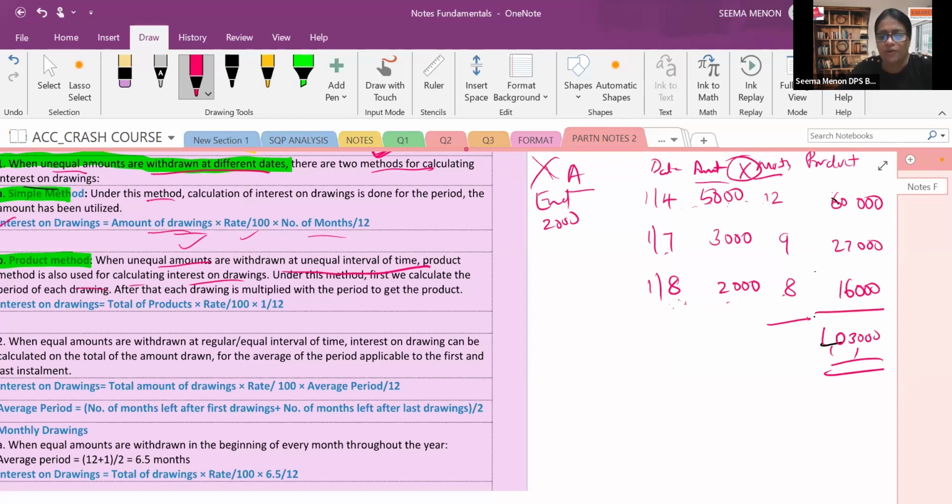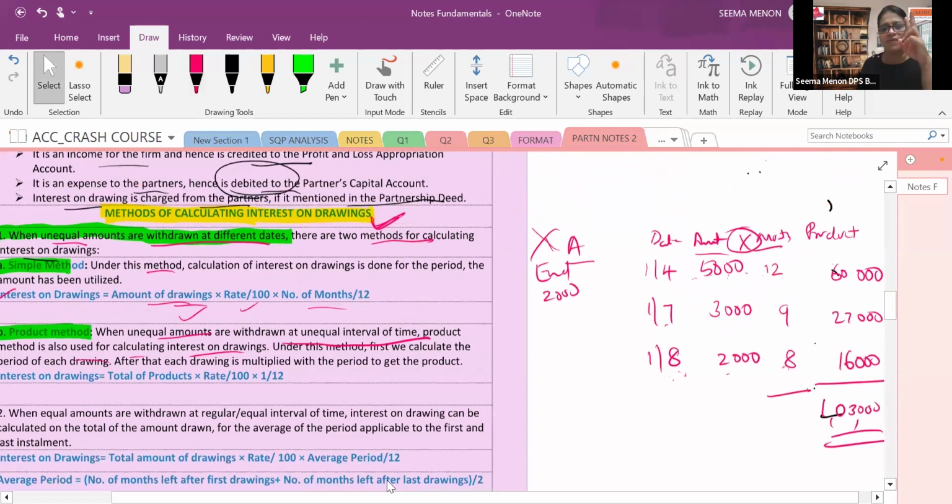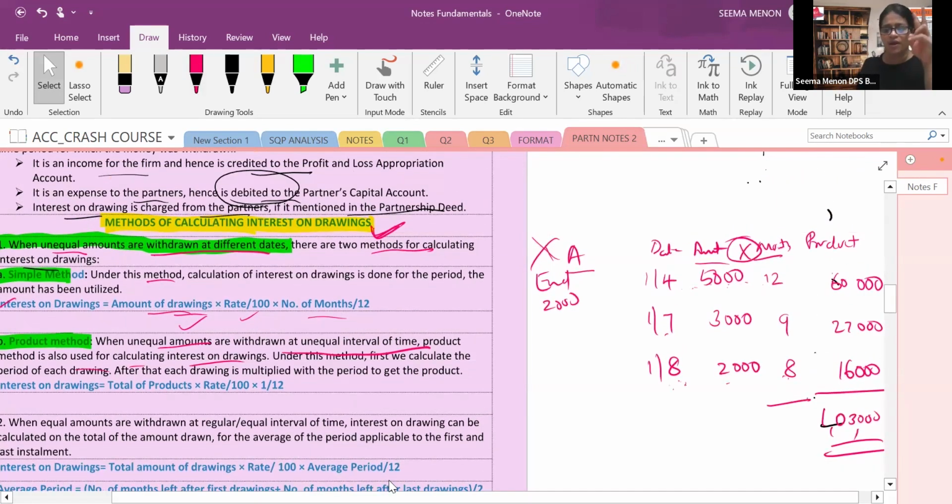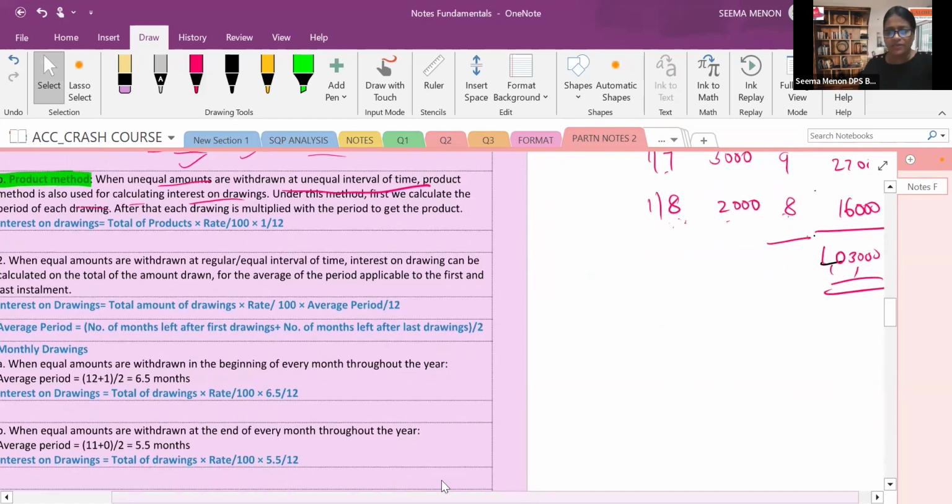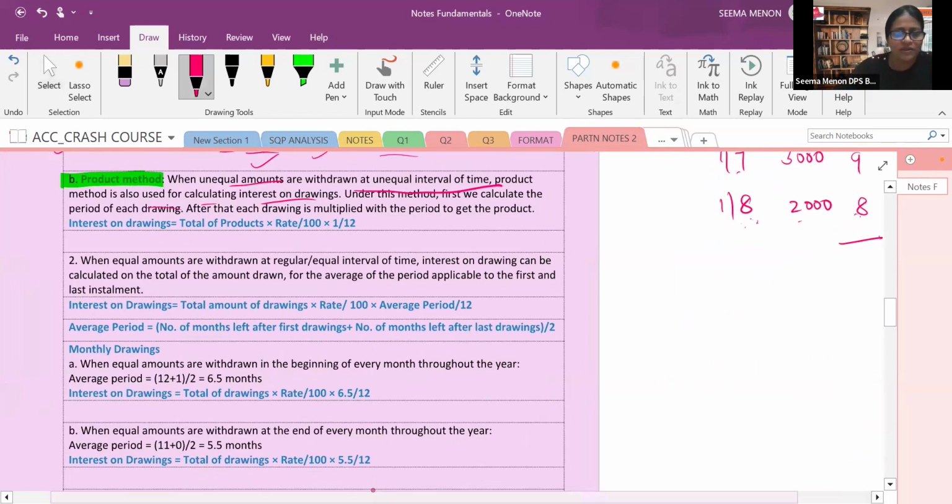So what is the total month? Total months will be 12 plus 9 plus 8. Here we are not taking this, we will apply the formula. We are discussing when the partner withdraws uneven amounts during uneven times. Withdrawal amount also uneven, time also uneven. Then the partner will apply this formula. Where is the formula? See that.